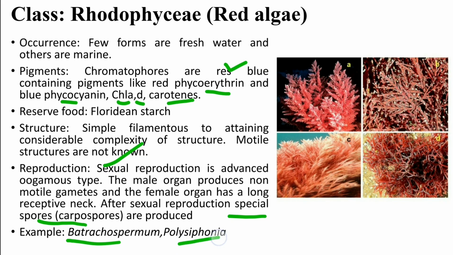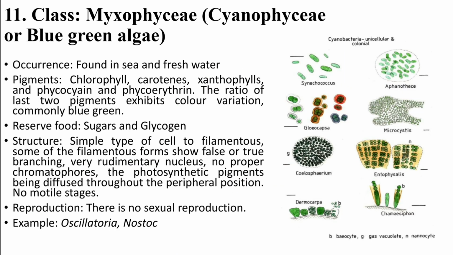Examples, Batrachospermum, Polysiphonia. Next, the final one, class 11, Myxophyceae or Cyanophyceae. They are mostly found in freshwater and marine or sea environment. Pigments, chlorophyll, carotene, xanthophyll, phycocyanin, phycoerythrin also present. The ratio of the last two pigments, phycocyanin and phycoerythrin, exhibits color variation, commonly blue-green. Reserve food material is sugar and glycogen.